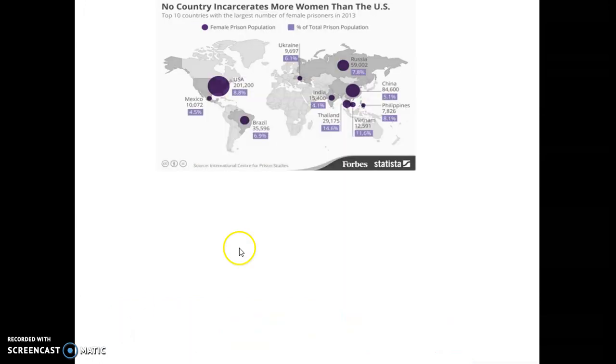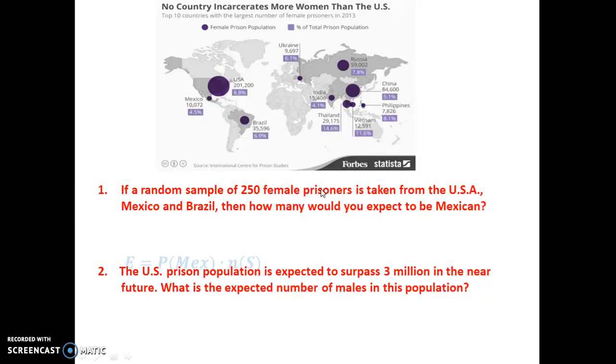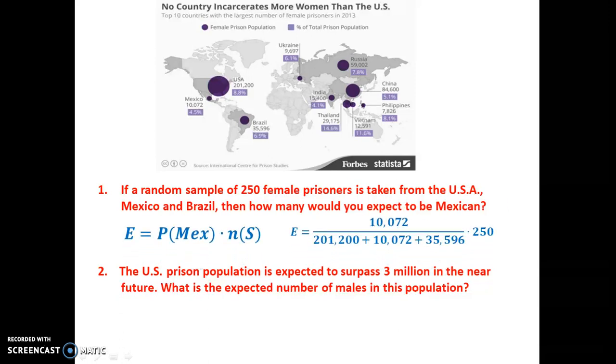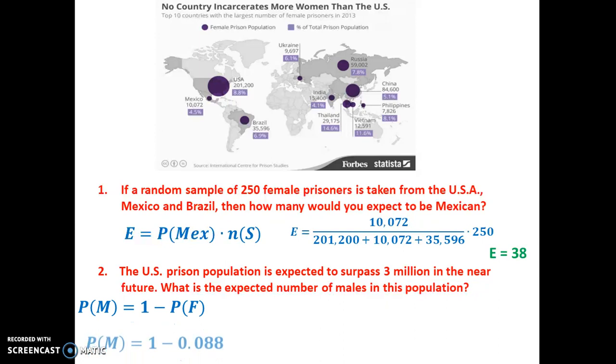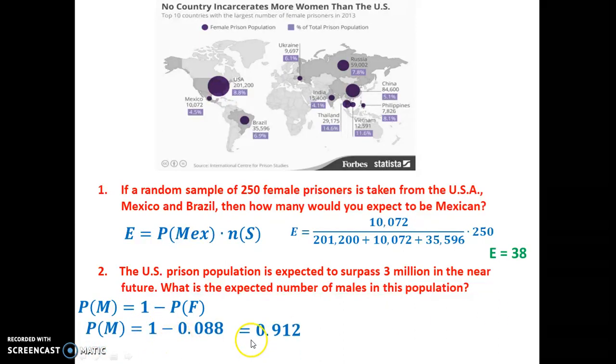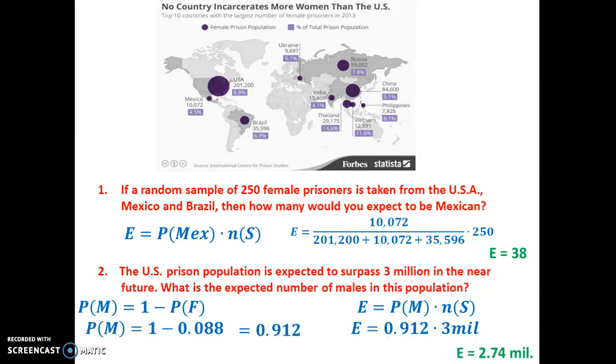All right, let's check your work. So first one, you could do something like that. Take a look at that compared to what you did. And the second one, the answer there is 38. And for the second question, you could use that formula to find out how many males we have. If it's 8.8% females, 91% males, and then calculate it like this. There's the answer. Hope that worked out for you.